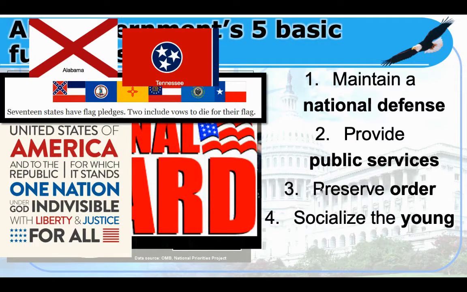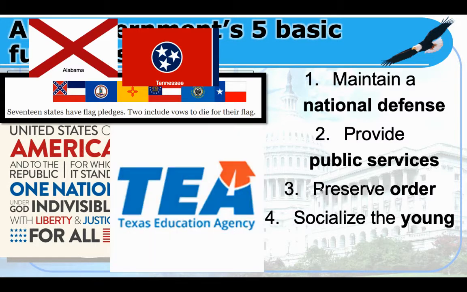One of them is Alabama and the other is Tennessee. I wouldn't have guessed Tennessee, but I would have guessed Alabama. You can look those up if you want to see those.